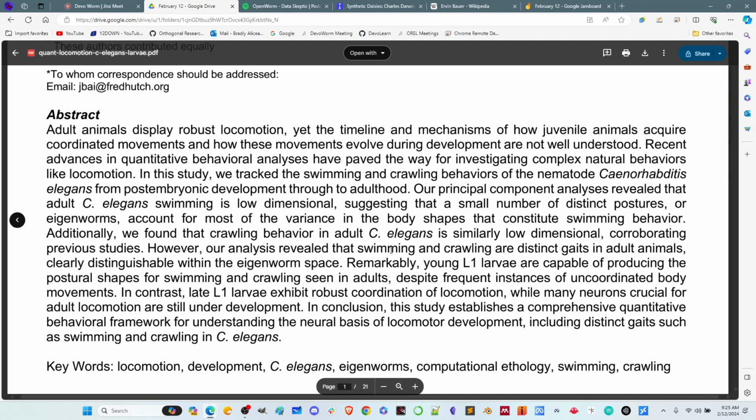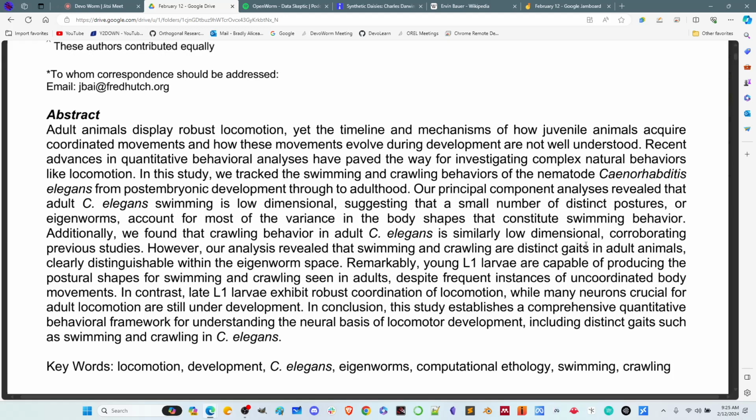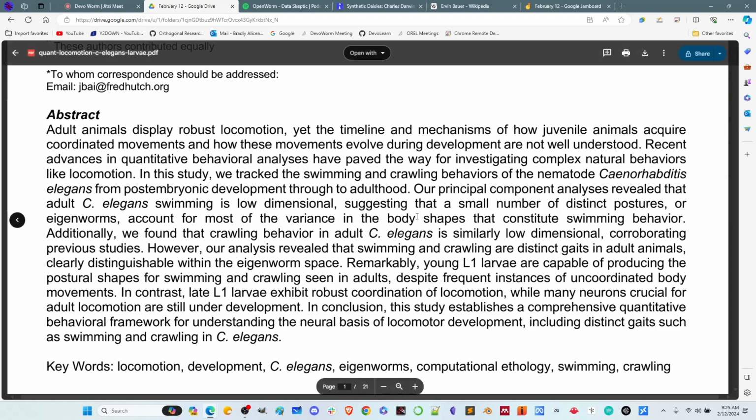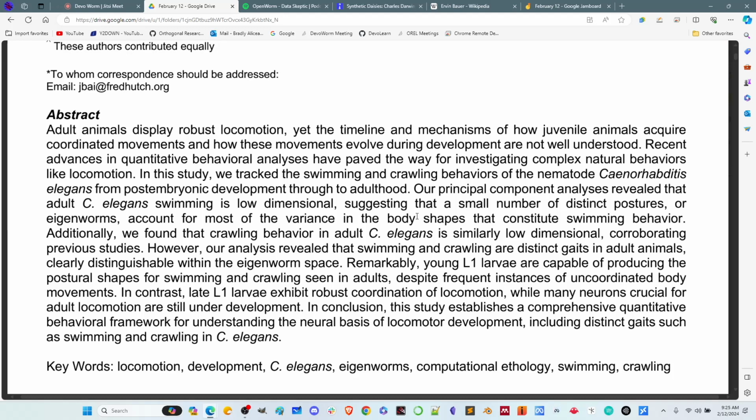Then our analysis revealed that swimming and crawling are distinct gaits in adult animals. So actually, in the larval development, they do these movements that are very much the same. They're very low dimensional. In adulthood, they kind of diversify their behavior. They have these very distinct movements for each type of behavior, so they're really refining that. And the explanation for that might be that those circuits are specializing over larval development. They start with L1 larvae, which is the first larval stage, right after they hatch from the egg, and then you have up to L4, the final larval stage, and then adulthood. Throughout the larval developmental period, this circuit is being refined, and then it specializes into these different movements.